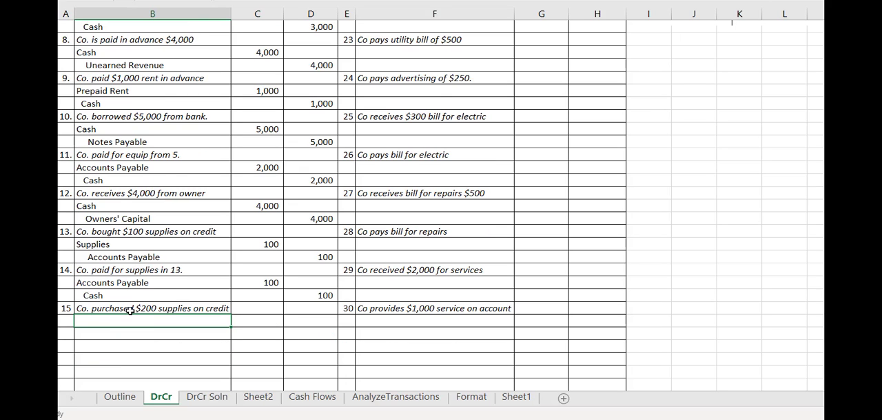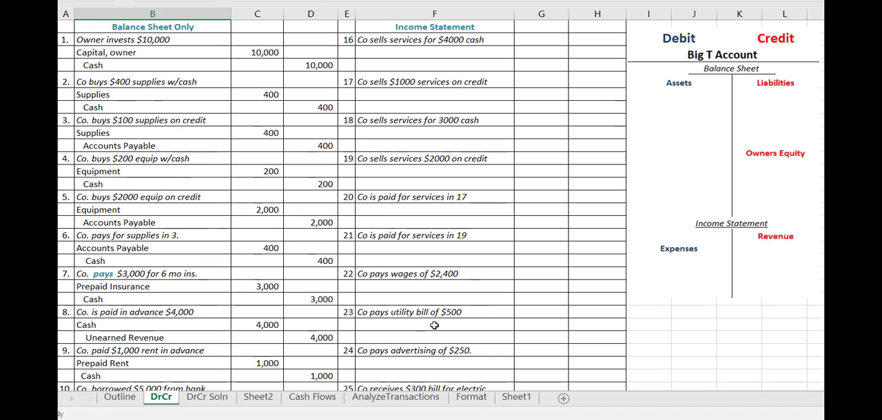Okay, and now company purchased $200 of supplies on credit. Again, I'm going to increase the asset supplies by 200. And this is on credit, so it'd be a credit to accounts payable for 200. Okay, let's see if we can get through the rest of these now. Those are all just balance sheet accounts, and notice how I've got the debit to the left and the credit to the right. The debit always has to go first, okay, and then the credits come later.